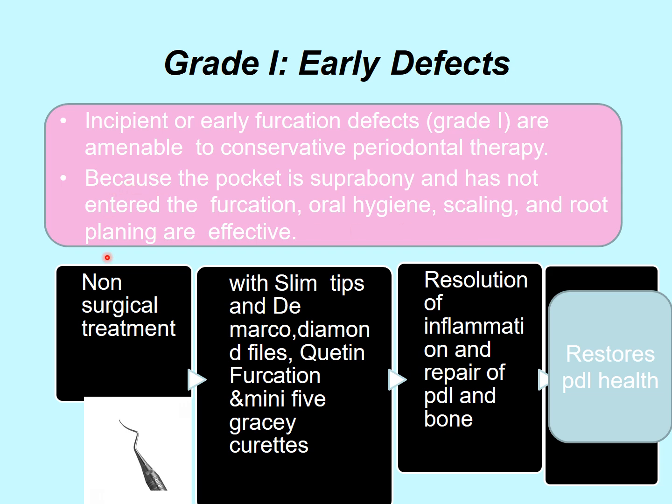This can be attained by non-surgical therapy, scaling and root planing, along with local drug delivery or mouthwashes. For scaling and root planing, you can use slim tips, ultrasonic tips are available, and some of the curettes that get easy access to the furcation area. You can note down some examples of furcation curettes: there are DeMarco curettes, diamond files, Quetin furcation curettes, and Mini Five curettes. With these instruments you can achieve resolution of inflammation, repair of periodontal ligament and bone, and restoration of periodontal health.